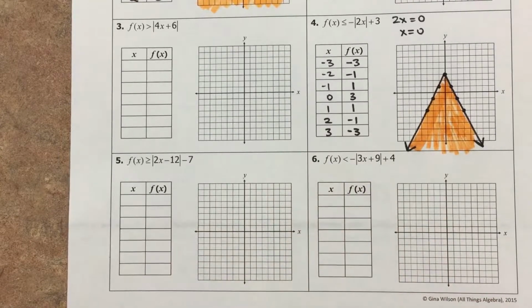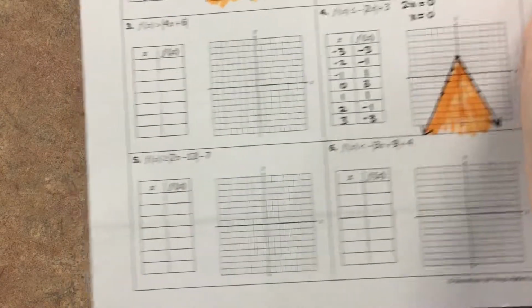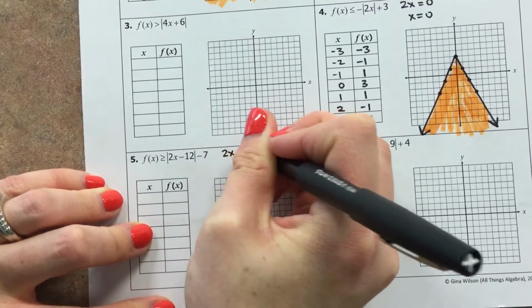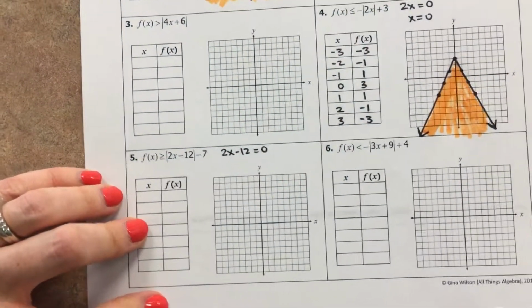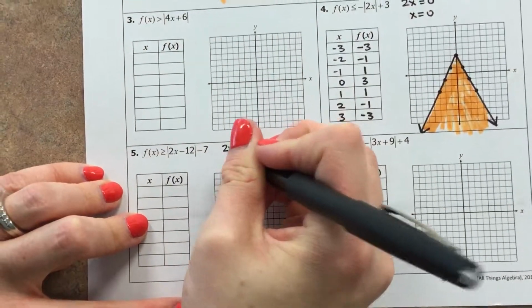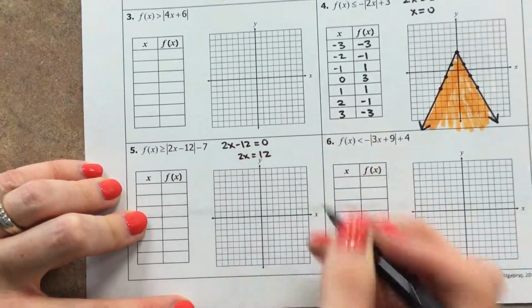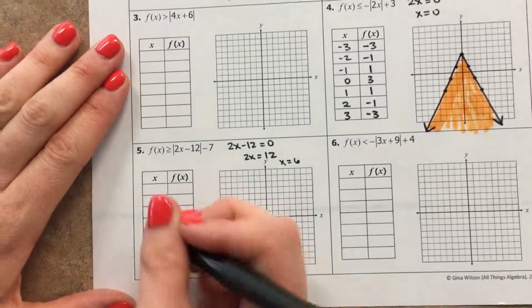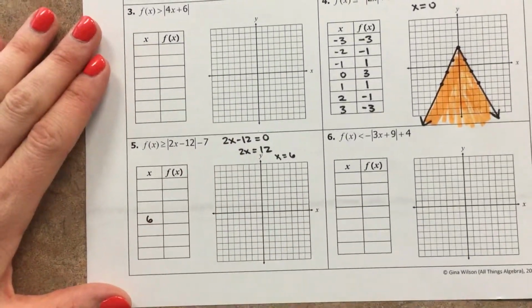Number 5. Okay, so we're going to set up our table. Start by taking the expression from the inside and setting that equal to 0. This one's actually a 2-step. Add the 12 to both sides, and then divide both sides by 2. So we end up with x equals 6. That's the value that goes here.